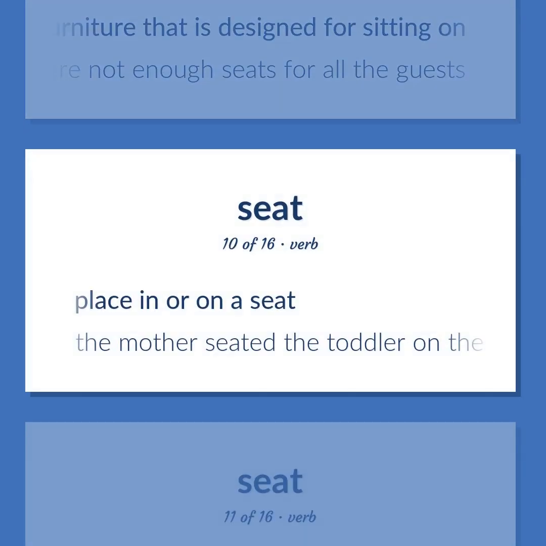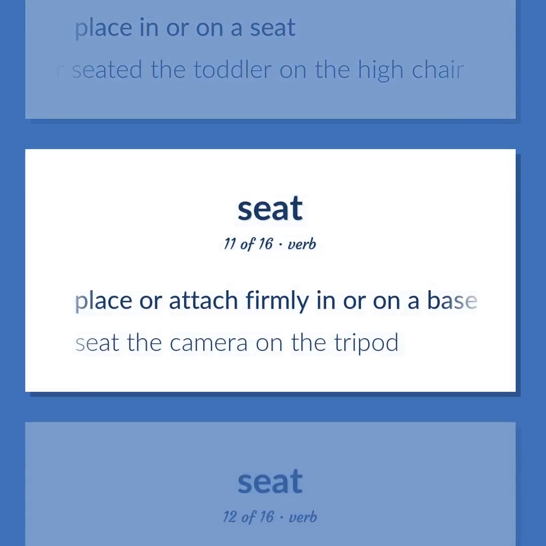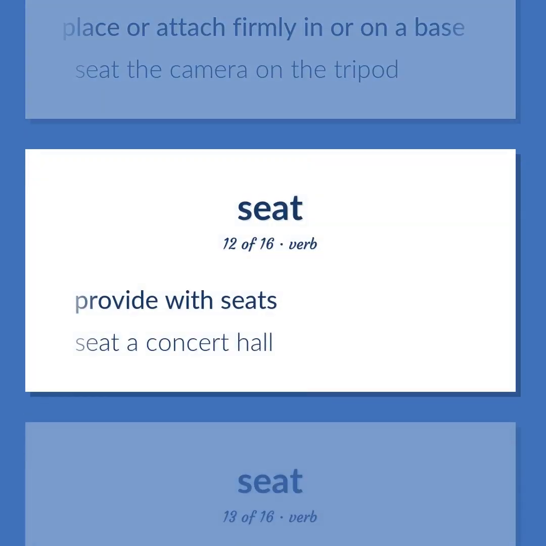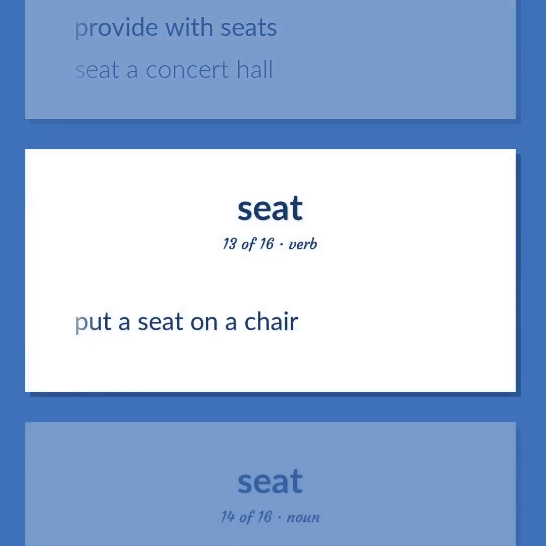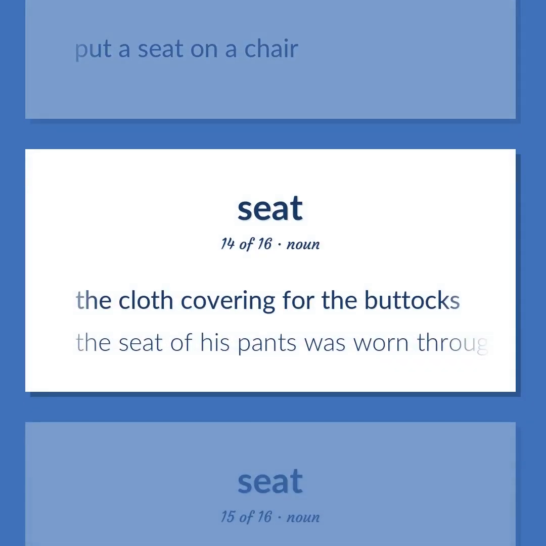Place in or on a seat. The mother seated the toddler on the high chair. Place or attach firmly in or on a base. Seat the camera on the tripod. Provide with seats. Seat a concert hall. Put a seat on a chair. The cloth covering for the buttocks. The seat of his pants was worn through.